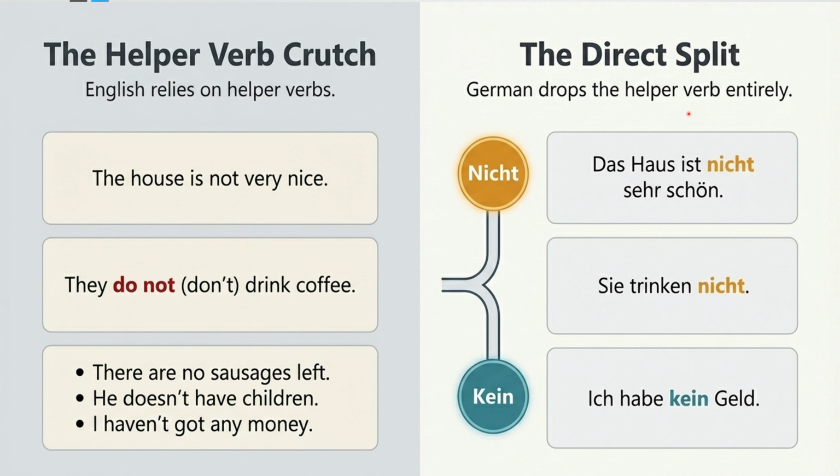Look at these examples. Das Haus ist nicht sehr schön, which means the house is not very beautiful. Sie trinken nicht, which means they do not drink. Ich habe kein Geld. It means I haven't got any money.